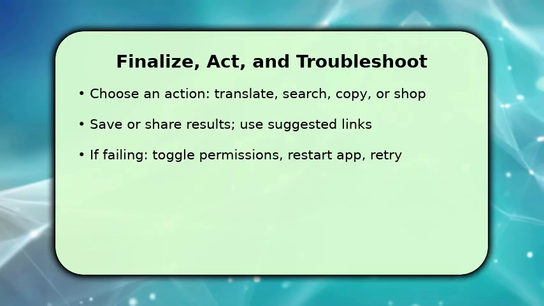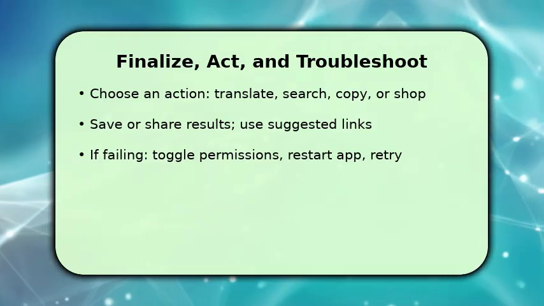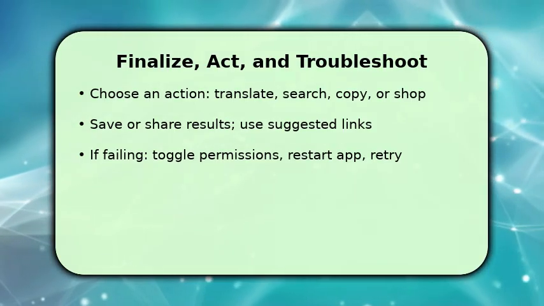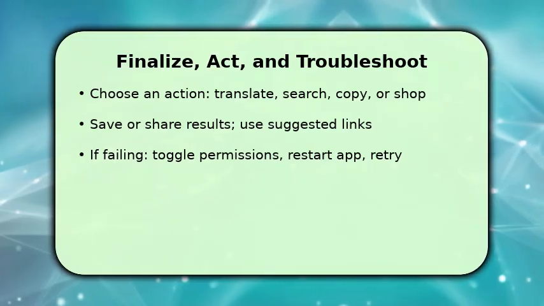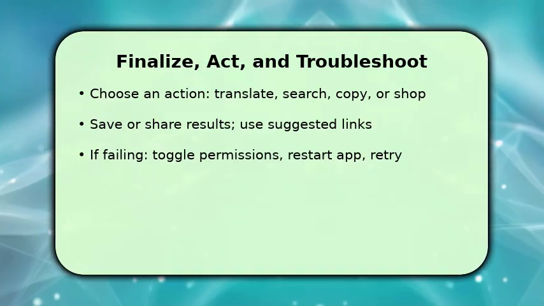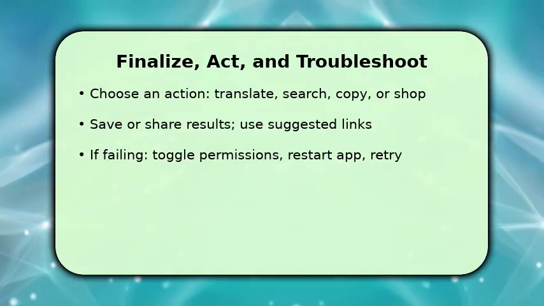If accuracy is poor or the feature won't start, check permissions again, close and restart the camera or search app, and retry in better lighting. If problems persist, reboot the phone and test with a different subject to isolate the issue.